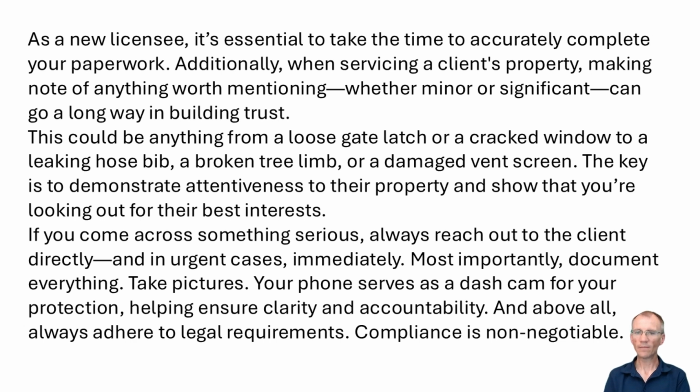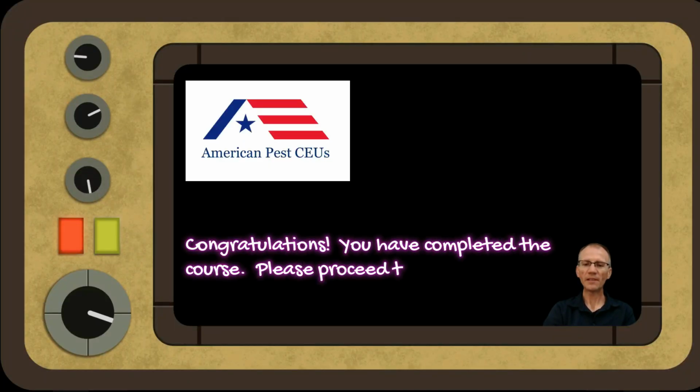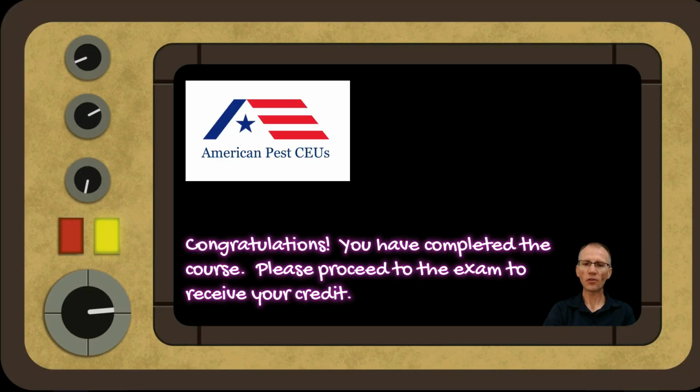Additionally, when servicing a client's property, making note of anything worth mentioning, whether minor or significant, can go a long way in building trust. This could be anything from a loose gate latch or a cracked window to a leaking hose bib, a broken tree limb, or a damaged vent screen. The key is to demonstrate attentiveness to their property and show that you're looking out for their best interest. If you come across something serious, always reach out to the client directly, and in urgent cases, immediately. Most importantly, document everything. Take pictures. Your phone serves as a dash cam for your protection, helping ensure clarity and accountability. And above all, always adhere to legal requirements. Compliance is non-negotiable. Congratulations, you have completed the course. Please proceed to the exam to receive your credit.